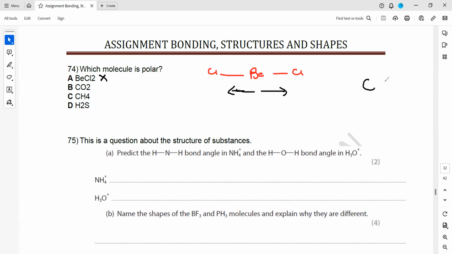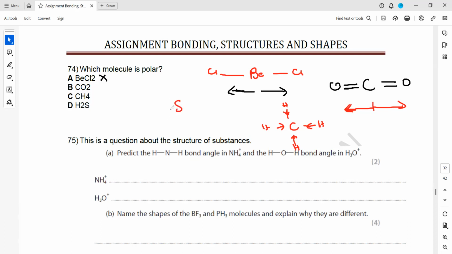Carbon dioxide, so carbon is bonded with two oxygens. Each oxygen is more electronegative than carbon. So each oxygen will attract the bonded pair, but they cancel out the effect of each other because it's a linear structure. In CH4, carbon is bonded with 4 hydrogens, tetrahedral structure again. Each is having the same tendency to attract. So as a result, they cancel out. Carbon is more electronegative, but they have a very small difference in electronegativity. So usually carbon-hydrogen bonds are non-polar bonds, but they cancel out each other as a symmetry is there.